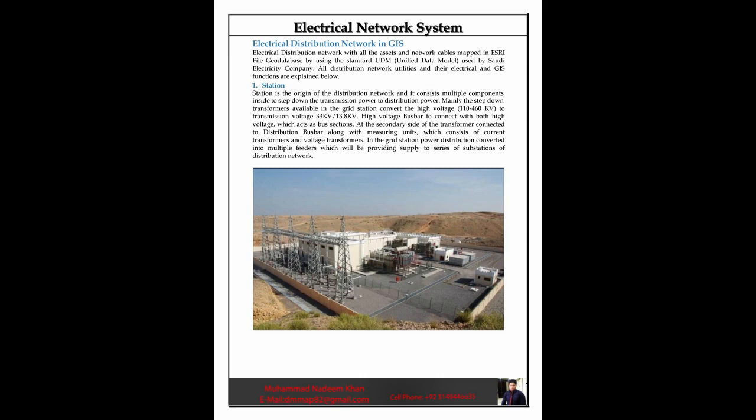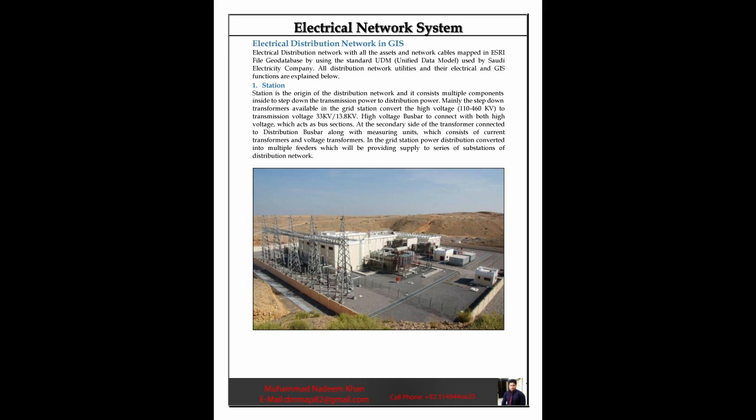The electrical distribution network, with all the assets and network cables, is mapped in an ESRI file geodatabase using the standard UDM, Unified Data Model, used by Saudi Electricity Company. All distribution network utilities and their electrical and GIS functions are explained below. 1. Station.